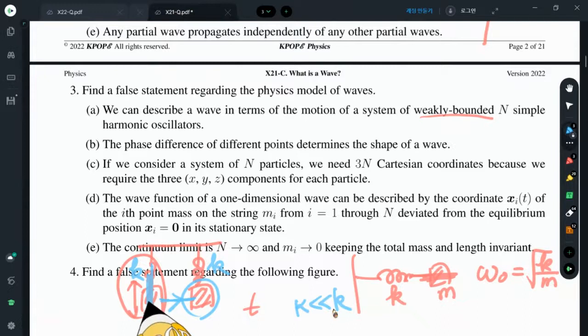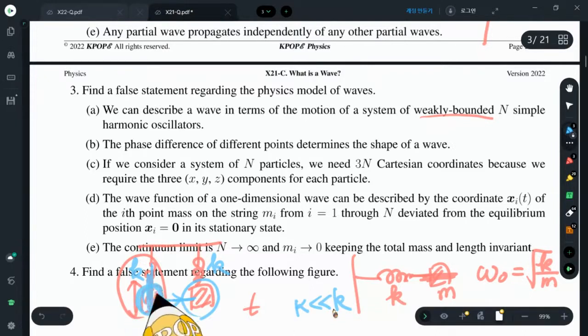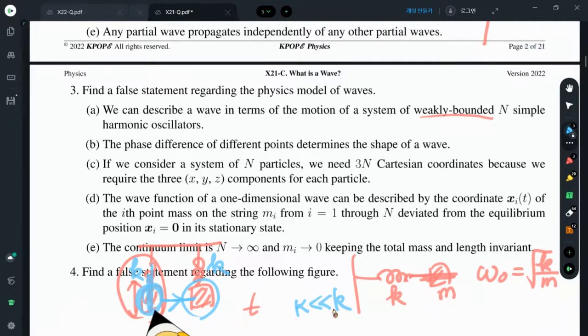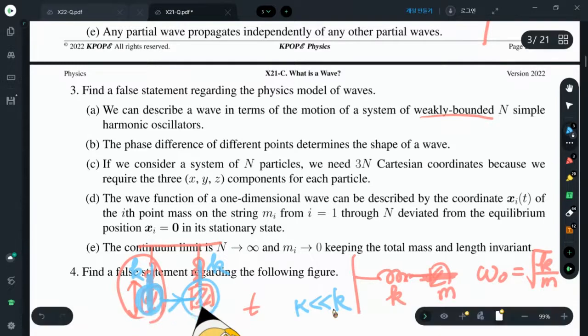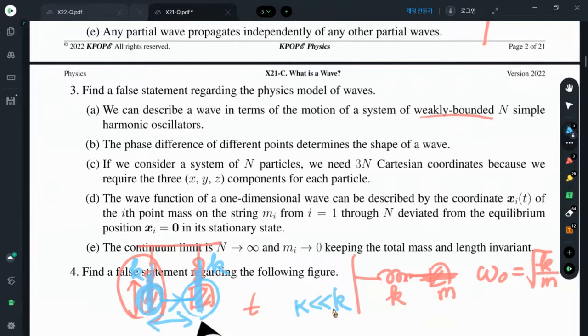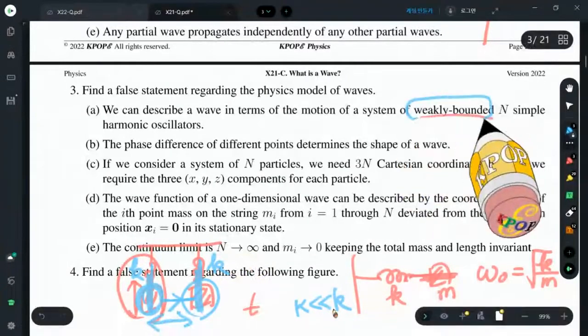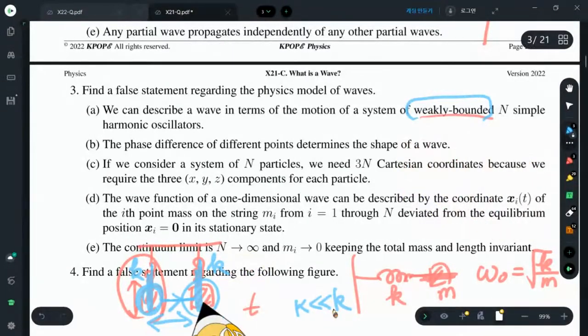and as time goes by, the left one suddenly stops, and then this one oscillates. And this oscillation goes back and forth. This is the trivial, fundamental wave nature based on the weakly bounded two-body system.